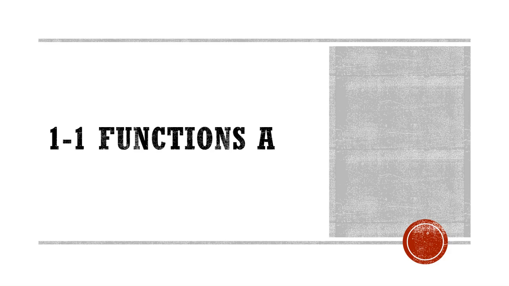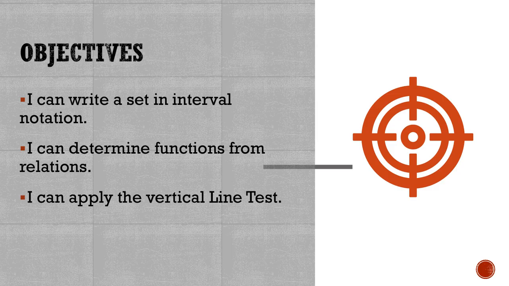Hello and welcome. This is section 1 of chapter 1, called functions. We're going to split this apart into A, B, and C today. So what is our main goal? Well, our main goals are we're going to write a set into interval notation. We'll learn what that is if you don't remember.